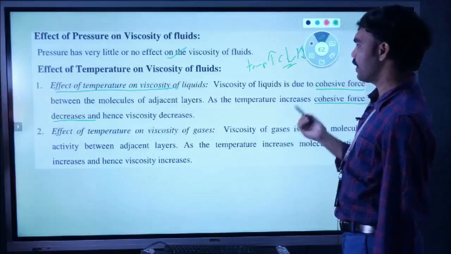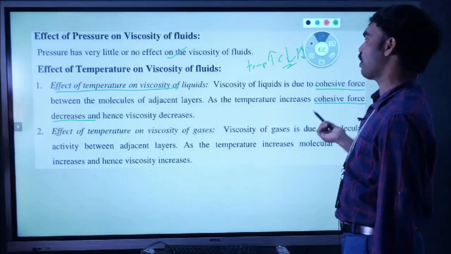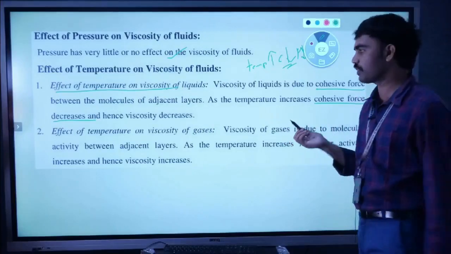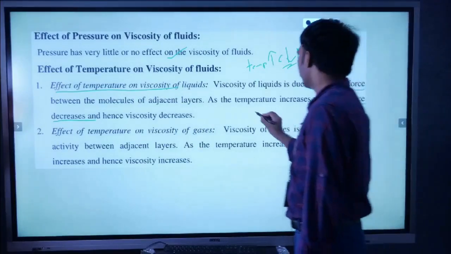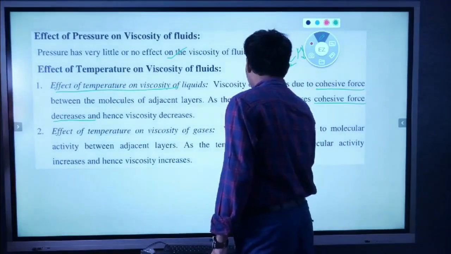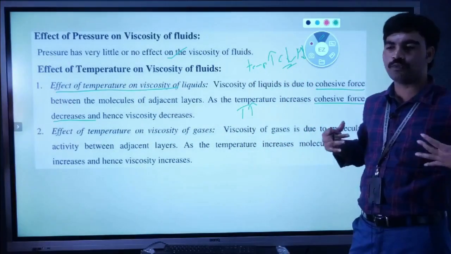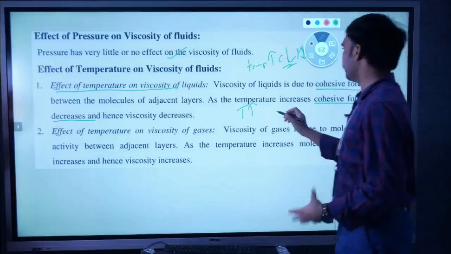Okay. Next, the effect of temperature on the viscosity of gases. We all know, if the temperature increases, the molecules will move faster and the molecular activity will increase.